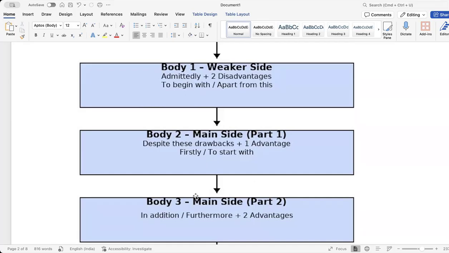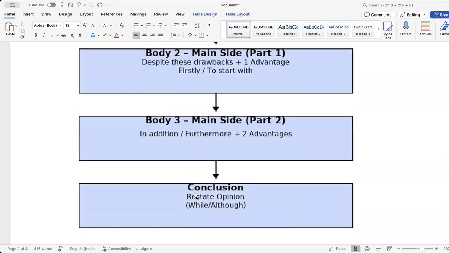So I always prefer to write three body paragraphs for this essay. Some sites and some people also teach a two body paragraph approach, which is not wrong, but I prefer a three body paragraph approach because I prefer the essay in this way. I think it's easier and it's a stronger essay with the three body paragraphs.